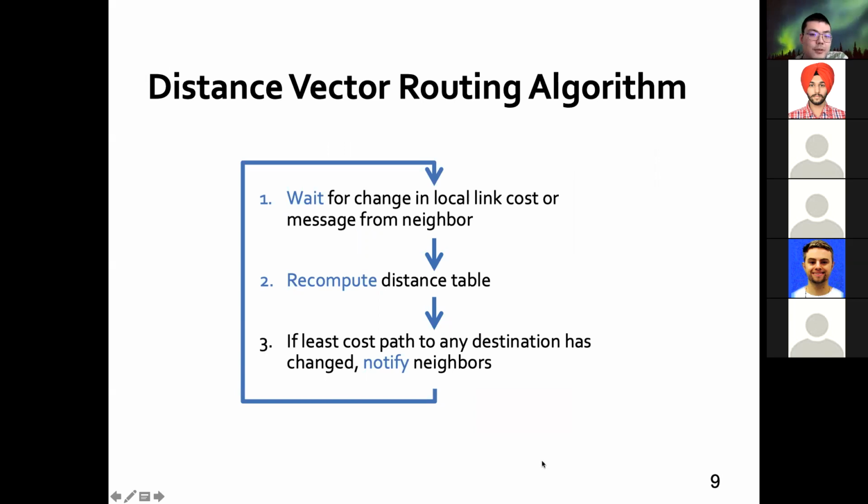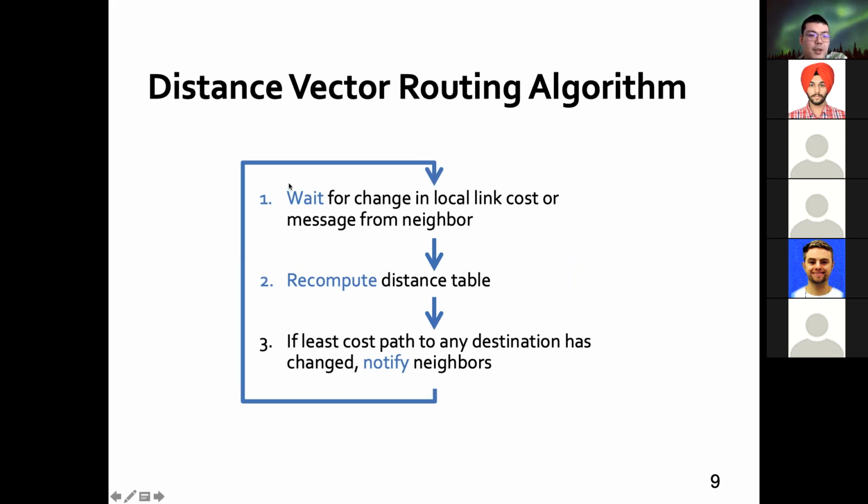Okay, so you need to know how this algorithm works, right? It waits for changes in the adjacent links, in its neighborhood. It can only detect changes in the neighborhood, and once there's some change, you need to trigger it, to propagate to neighbors. So you need to recompute the distance table, and if any path cost is changed, you need to notify neighbors, and neighbors will then update their own tables and reflect the change.